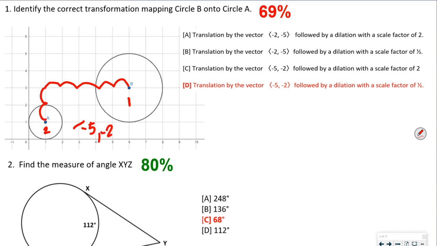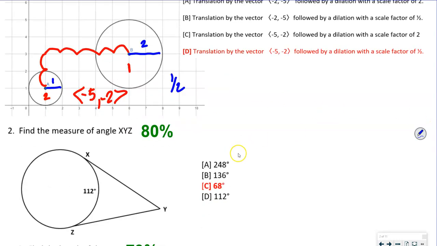That's -2. Okay? And then if you look at the radius here, the original radius was 2. The ending radius is 1. So you should be able to see that you always put the end over the beginning, so that's 1/2. So that's why the scale factor was 1/2, okay?